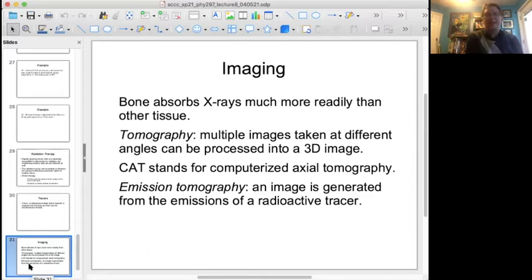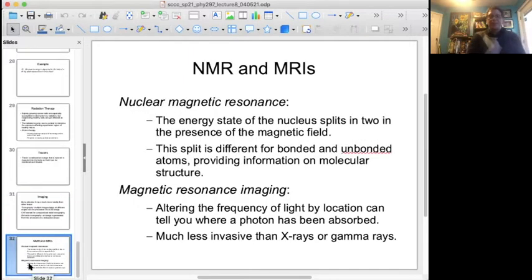an obvious benefit to that. Other types of radiation are used for imagery. You may have had a CAT scan at some point. A CAT scan is an example of tomography, where you have multiple images taken at different angles that can be processed into a three-dimensional image. CAT stands for computerized axial tomography. And with emission tomography, you're using a tracer. So instead of an X-ray scan, you're using a tracer to create the three-dimensional image.